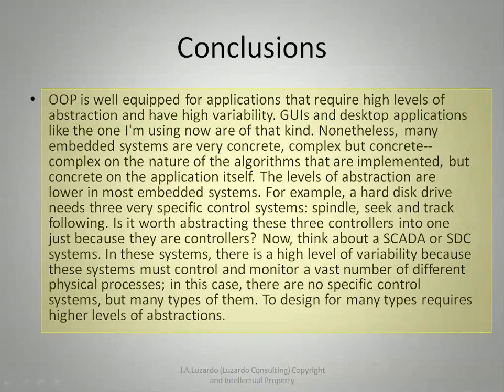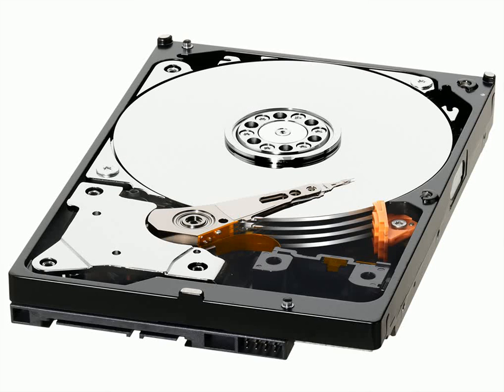OOP is well equipped for applications that require high levels of abstraction and have high variability. GUIs and desktop applications like the one I'm using now are of that kind. Nonetheless, many embedded systems are very concrete, complex in the nature of the algorithms that are implemented, but concrete in the application itself. The levels of abstraction are lower in most embedded systems. For example, a hard disk drive needs 3 very specific control systems: spindle, seek and track following. Is it worth abstracting these 3 controllers into one just because they are controllers?